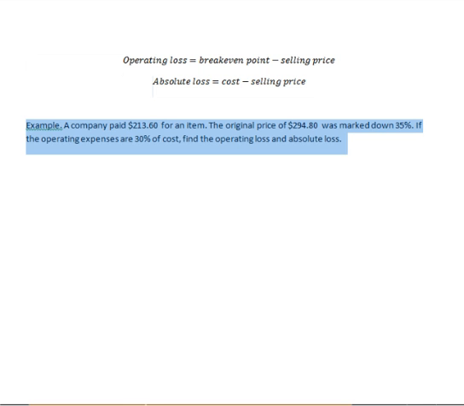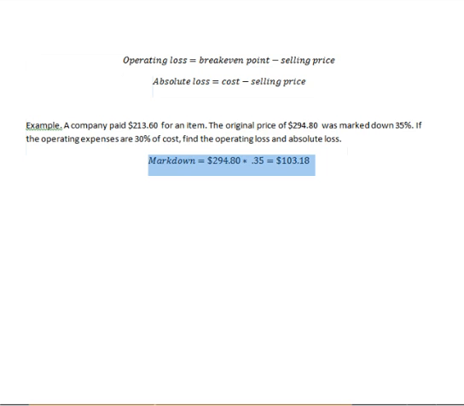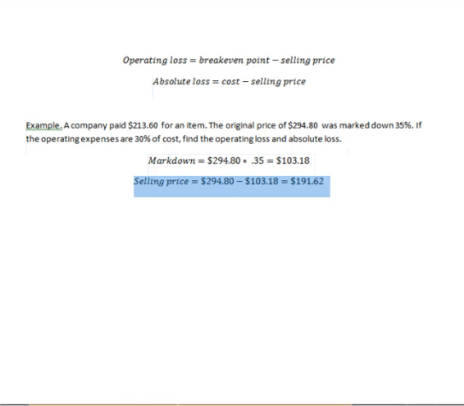For the selling price, we have a markdown, so we're going to have to calculate the markdown. So the markdown is $294.80, the original price, times 0.35 or 35%, which is $103.18. So then the selling price would be $294.80 minus $103.18 for the markdown, which will be $191.62.